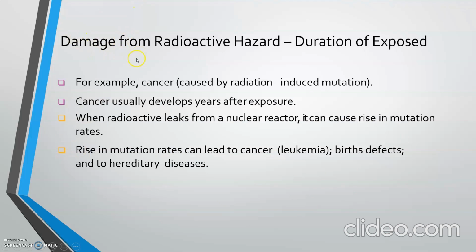Okay, previously was damage from radioactive hazard by dose, now it is by duration of exposure. For example, cancer caused by radiation induces a mutation. Usually cancer develops years after exposure, and when radioactivity leaks from a nuclear reactor, it can cause a rise in mutation rates, and a rise in mutation rates can lead to cancer such as leukemia, birth defects, and hereditary diseases.